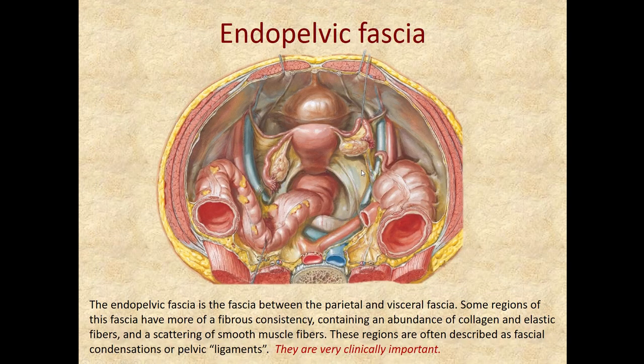And then the endopelvic fascia, it's going to be fascia that's going to course between the viscera and the body wall. And here you can see peritoneum, but I just want to show you the region that this fascia is going to be located at, called the endopelvic fascia.